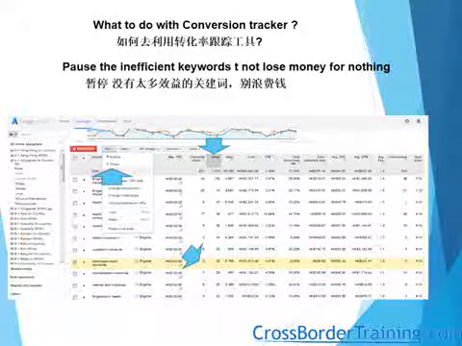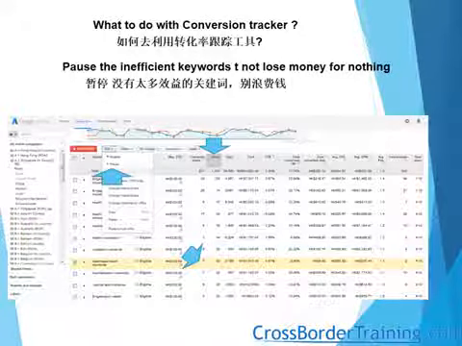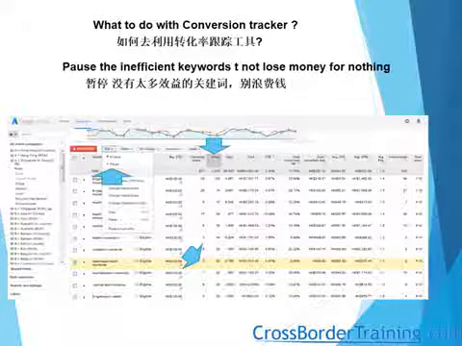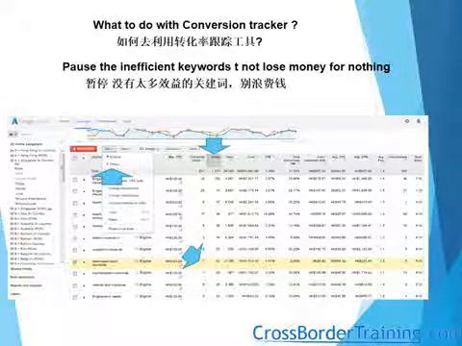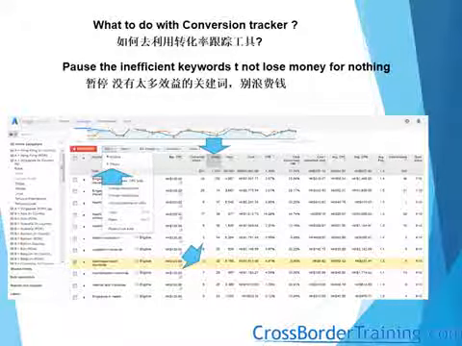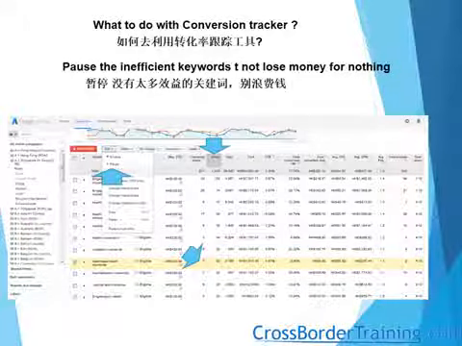So for these keywords, we have to pause them, so the system doesn't propose this keyword anymore, because it's just a waste of money. It's not interesting to keep it like this. You can select all the keywords that are not interesting and pause them so you don't waste money on them, to keep only the best keywords.